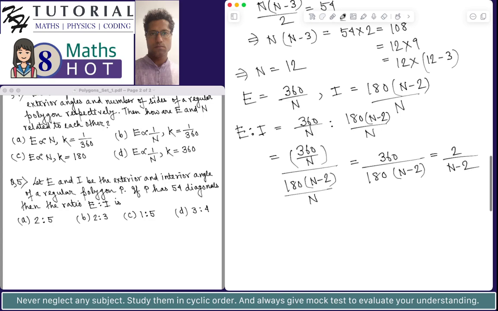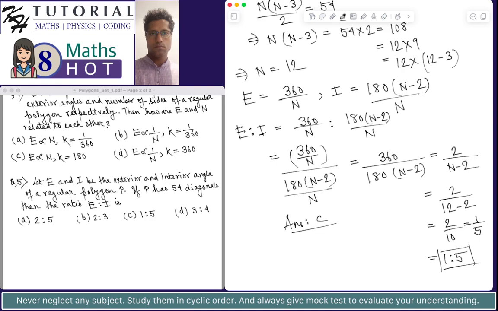Okay. Now we just need the value of n to find the ratio. We already know that n is 12. So E is to I will be equal to 2 by 12 minus 2. This is 2 by 10. This is 1 by 5, which in the ratio form is 1 is to 5. So 1 is to 5 is the correct ratio. So the correct choice is C.